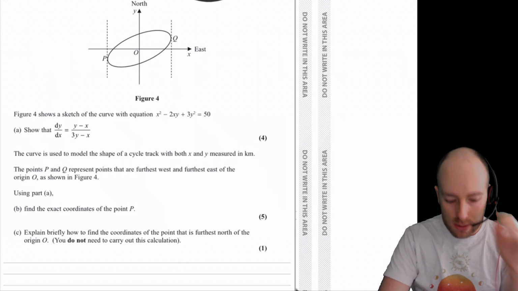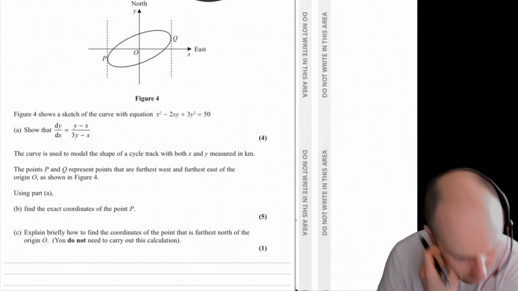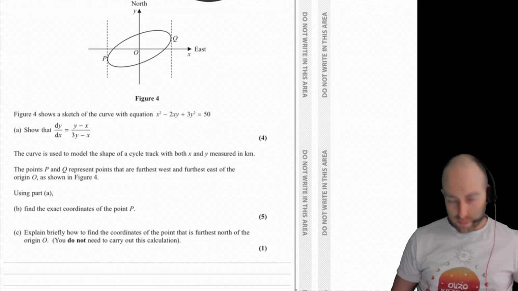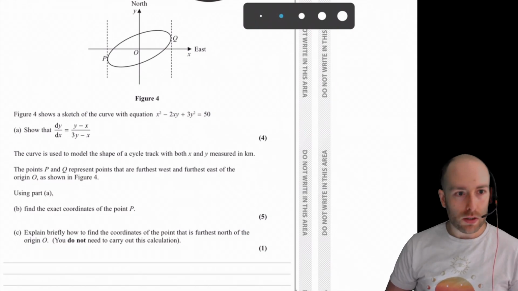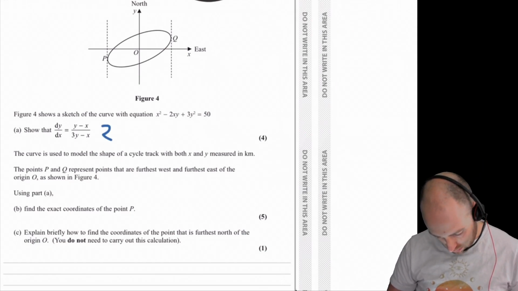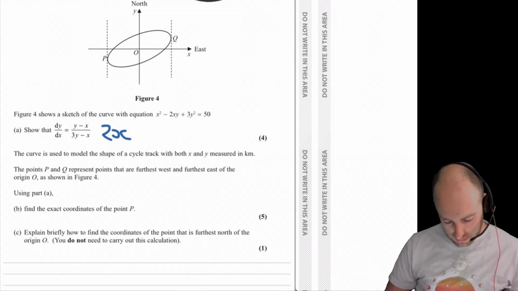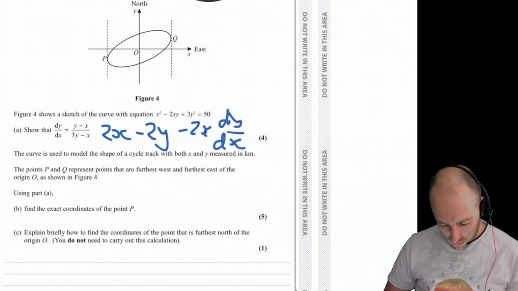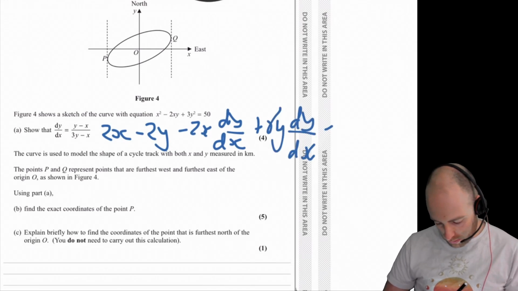All right, how did you guys go on this one? I didn't see any comments for answers, so maybe it's a bit more difficult. First up is some implicit differentiation. We differentiate each bit of this equation. So x squared differentiates to 2x. For 2xy we need to use the product rule: the 2x differentiates to give you minus 2, the y stays the same, then differentiate the y, we get minus 2x dy/dx. 3y squared goes to 6y dy/dx, and 50 goes to 0.